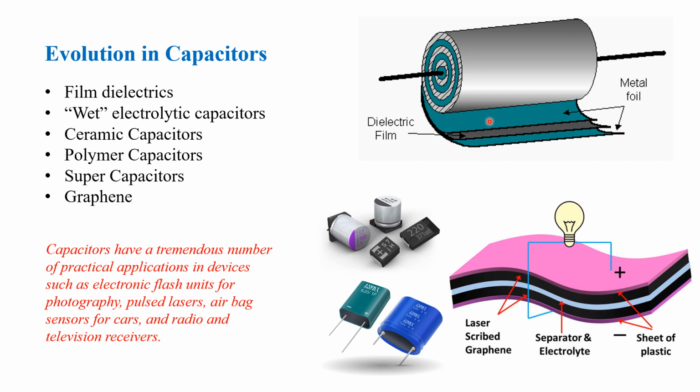Now this is how your capacitors look. You have two metal foils, and sandwiched in between is your insulator, which in this case is your dielectric film. And this is how we picture making a capacitor out of graphene. Capacitors have a tremendous number of practical applications in devices such as electronic flash units for photography, pulse lasers, airbag sensors for cars, and radio and television receivers.